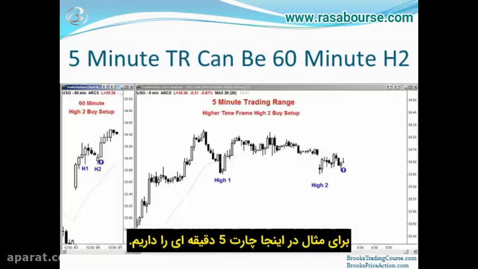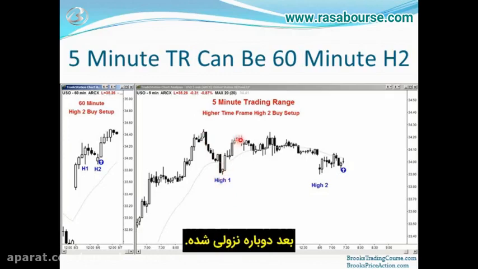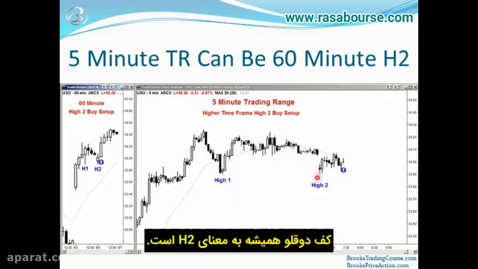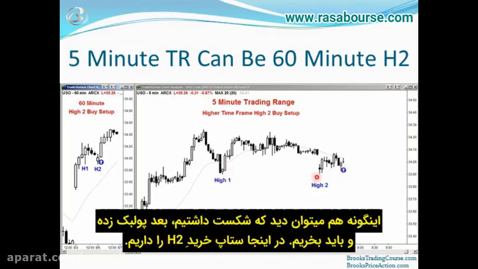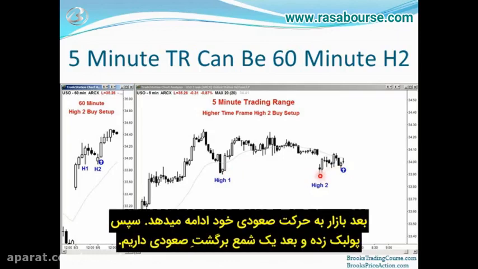For example, here's the 5-minute chart, a big sell-off, and then a rally, and then another big sell-off. Okay, double bottom is always a high 2, and you could say, "Well, Al, I don't want to buy this." Well, you can also view it as a triangle, 3 pushes down, 1, 2, 3. You can view it as a breakout pullback buy. We have the high 2 buy here, and then the market continued breaking out to the upside, pulled back, and had a bull reversal bar.